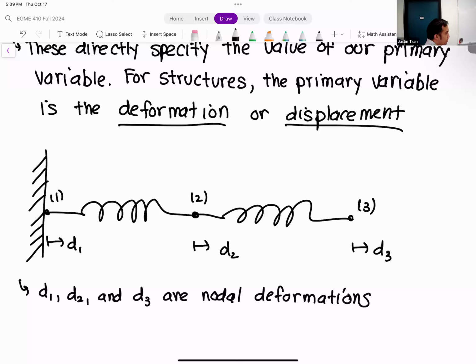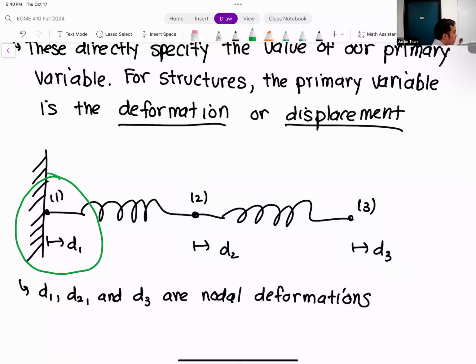So any boundary condition that directly specifies or directly constrains the values of either D1, D2, or D3 is going to be a constraint type boundary condition. All right, so let's look at all the conditions of all three nodes here, and let's determine whether they are being constrained or not. Okay, so let's start with D1. We're just going to go left to right.